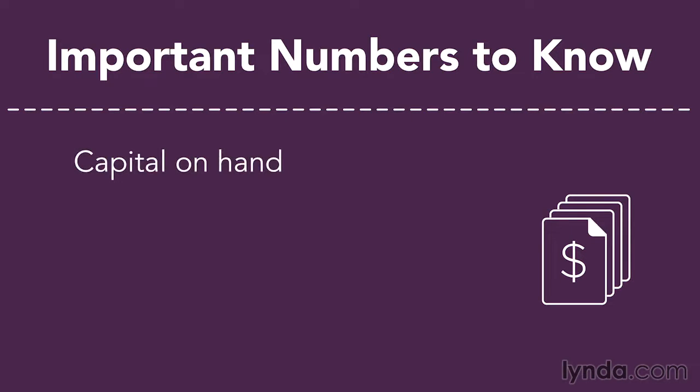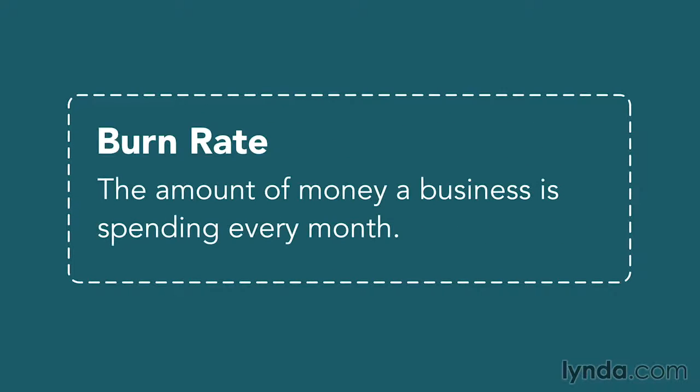How much capital do you have on hand? What's your burn rate? And how much runway do you have? Capital on hand is how much cash do you have in the bank. Your burn rate is how much money are you spending every month to pay your staff, to run your business.